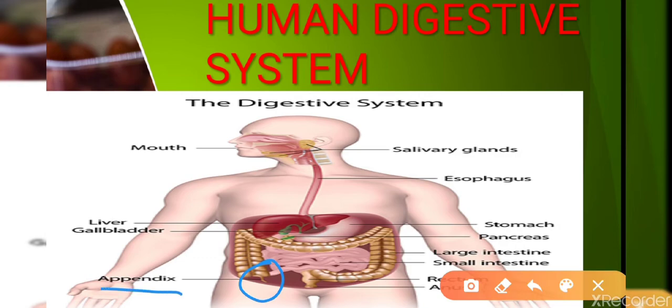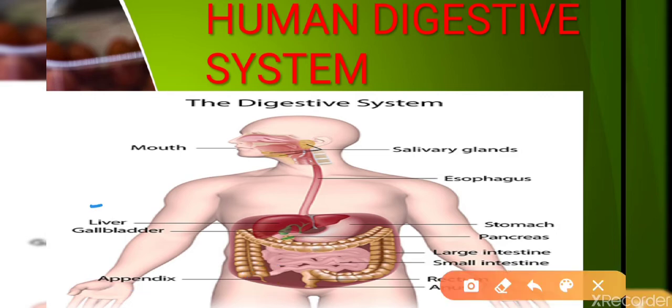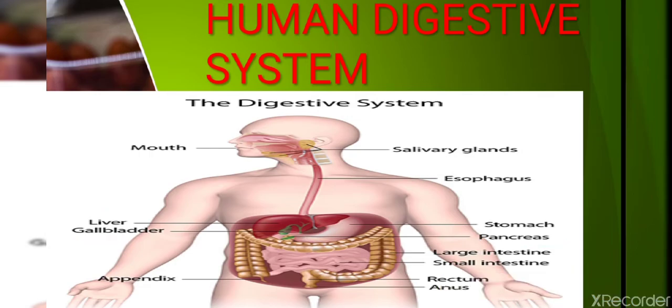Here is the appendix. It is part of the large intestine. It is also known as a vestigial organ because it has no use right now. Together with all these organs, we have liver, gallbladder and pancreas. These secrete digestive juices which help in the proper digestion of the food. We will study all these organs in detail further in this video. So let's start with the mouth first.